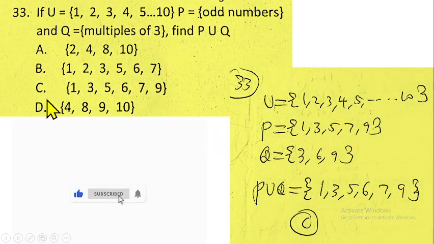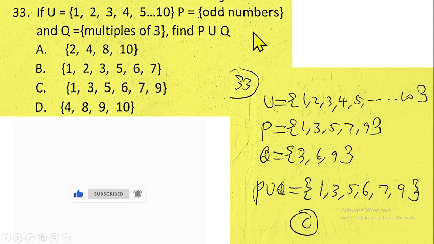Question number 33 is from set. If the universal set is 1 to 10, then there's a set P of odd numbers in the universal set, and the set Q is multiples of 3 in the universal set as well. So you have to find P union Q. If you need to list the elements of set P, that is odd numbers in the universal set, those are 1, 3, 5, 7, 9. Then the multiples of 3 in the universal set are 3, 6, and 9.